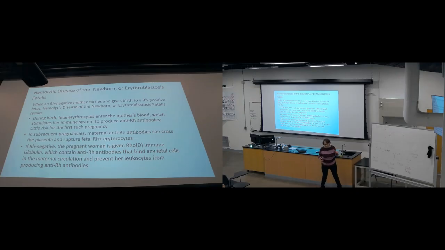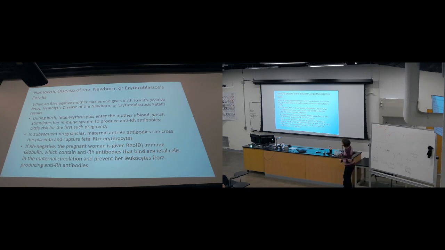Now, if the female didn't have any previous pregnancy with an Rh positive baby, and the baby is born and has transferred part of the blood into her body, she will start developing antibodies that will attack a subsequent type of blood that is positive in subsequent pregnancies.